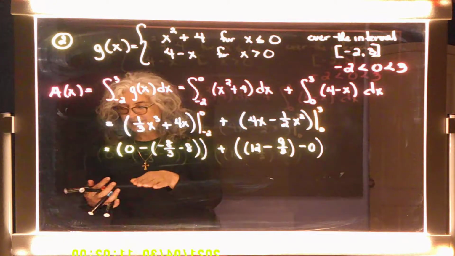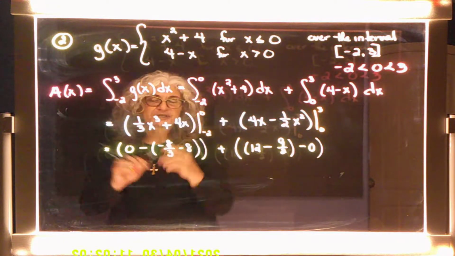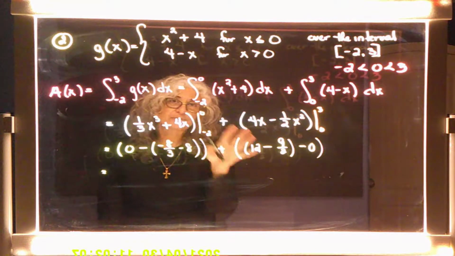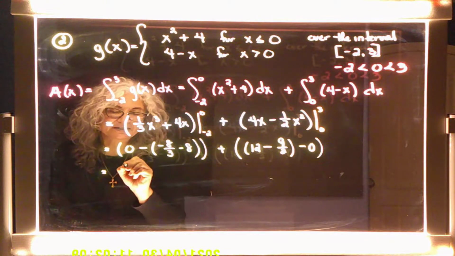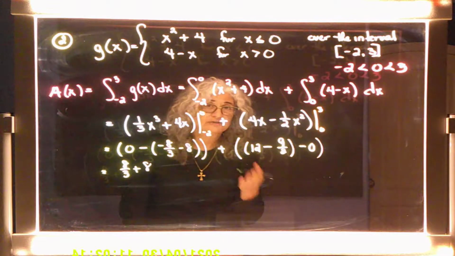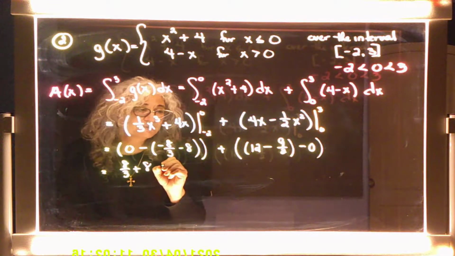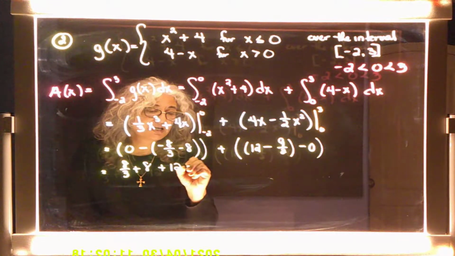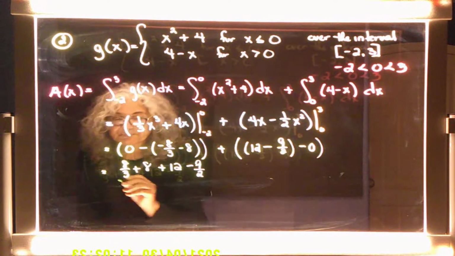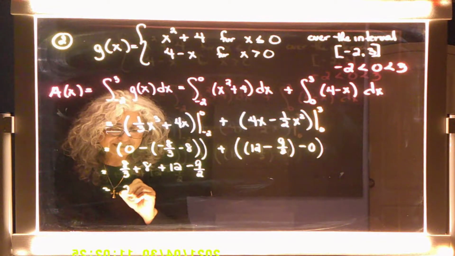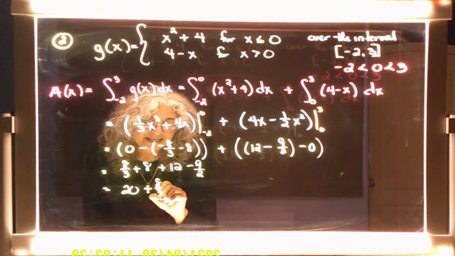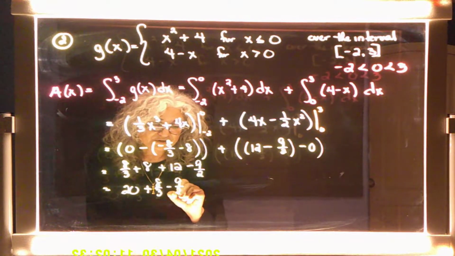Okay, so back to the first piece. So 0 minus. I am just going to start distributing that minus sign. So that's a positive 8/3, and that's a positive 8. Correct? On the second piece, we have plus 12 minus 9/2. Yes? Okay. And now I'm just going to add my like terms that I can do very quickly. I have 20 plus 8/3 minus 9/2.